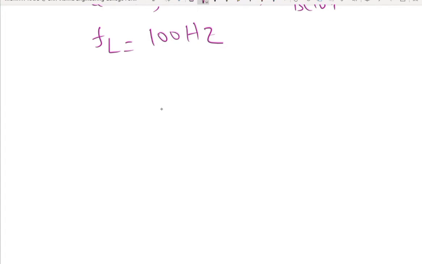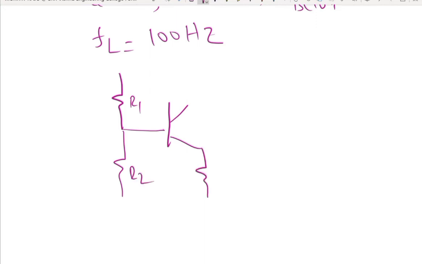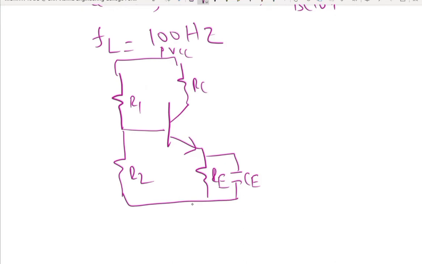Consider here the CE amplifier circuit. R1, R2, RE, CE, RC. This one is VCC. Ground. Coupling capacitor C2, V0. Input coupling capacitor C1. This one is VA.